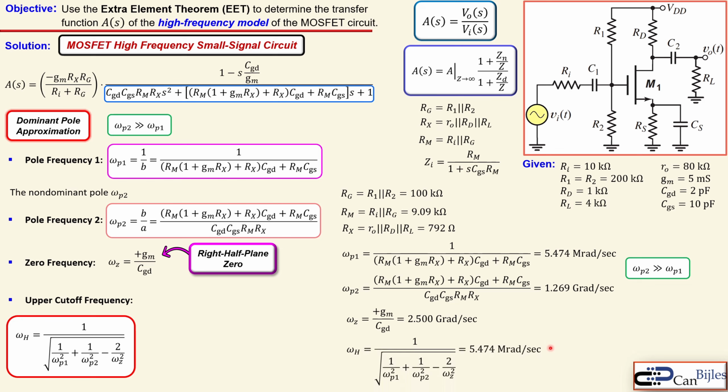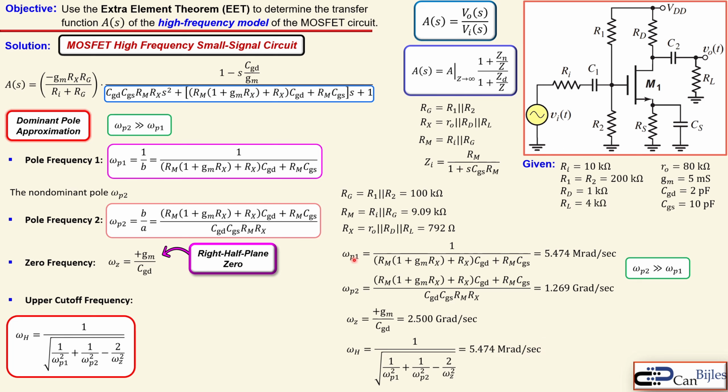Now again, our approximation for the cutoff frequency, you can see that formula. Again, substitute omega P1, omega P2 and the zero frequency, and you get 5.474 mega radians per second. But it is actually exactly the same as omega P1.